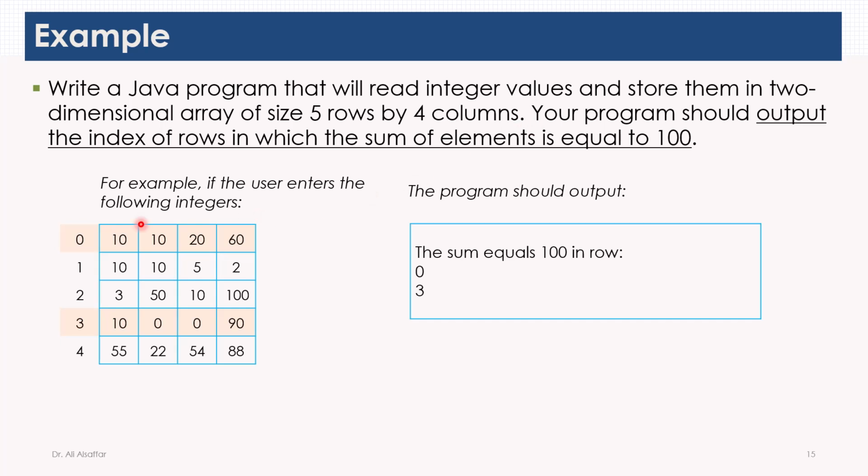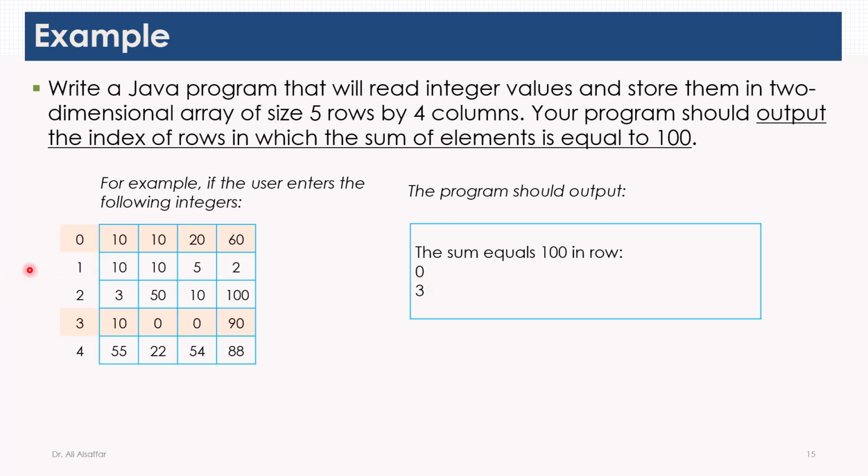And we have already learned how to do that by writing nested loops. We process the array row by row. We read the data from the user as we visit every row. The second part of the question is asking to output the index of rows in which the sum of elements is equal to 100. For example, for row 0, if you add its elements 10 plus 10 plus 20 plus 60, it's equal to 100. So therefore, 0 is printed on the output screen.